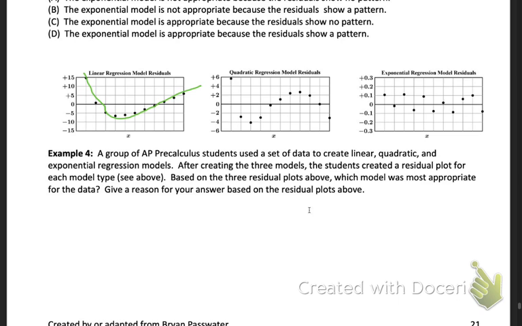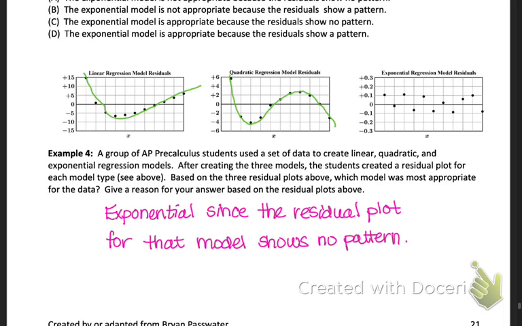Quadratic, I can also see that these roughly follow a pattern. So even though it's not the 3 that I talk about, that's probably not going to be great. But exponential, I've just got dots kind of everywhere. And so that would be why exponential is the best model. And so here is how you would want to answer that question. It's exponential since the residual plot for that model shows no pattern. So you can pause and get that copied into your notes very quickly. That gives you the idea.